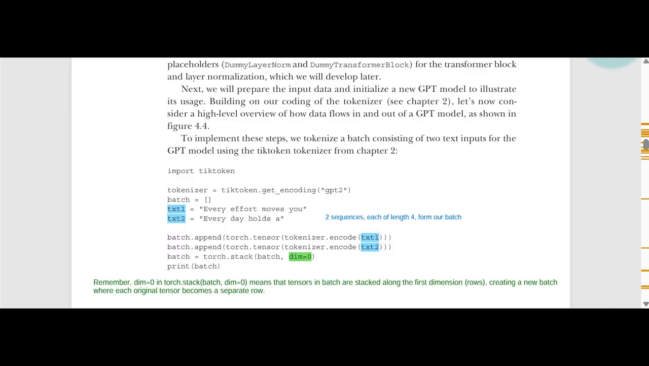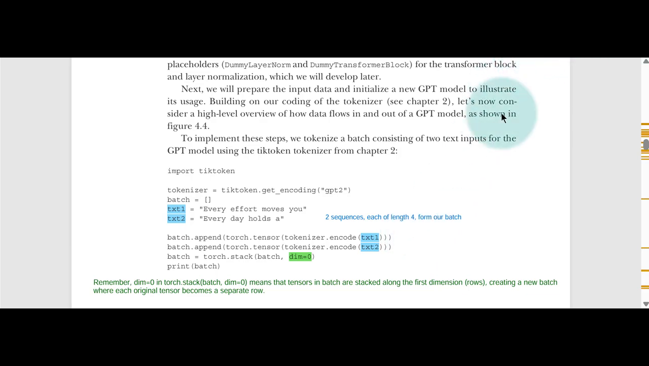To implement these steps, we tokenize a batch consisting of two text inputs for the GPT model using the tiktoken tokenizer from chapter 2. So we're going to have a batch of two sequences. Here's one: "Every effort moves you." That's the first element of our batch. And "Every day holds a." So these are two sequences, each of length 4, that form our batch.